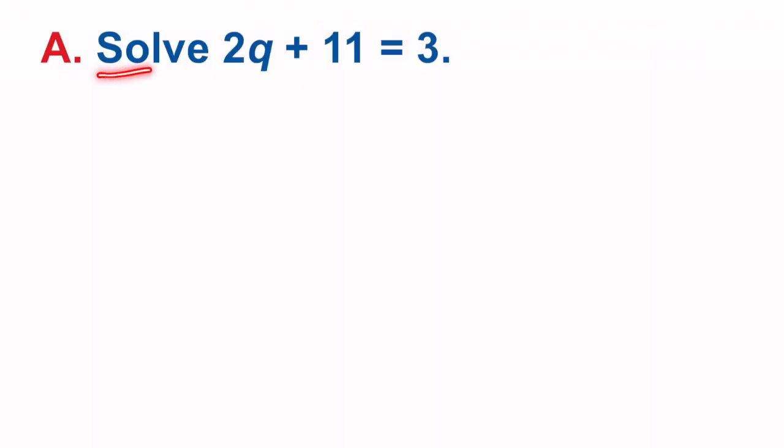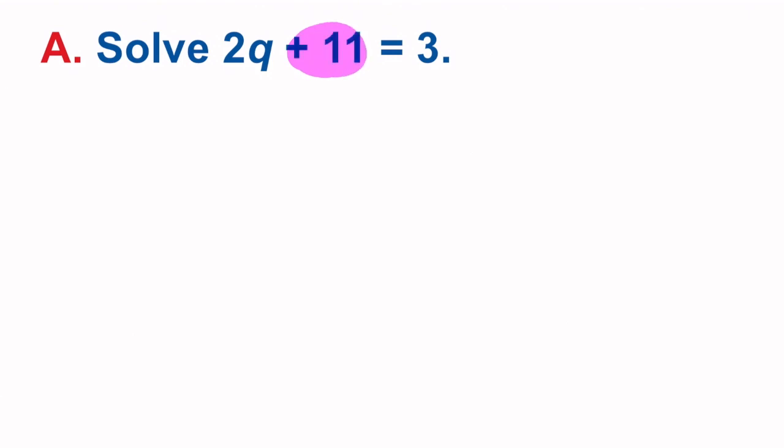Alright, so let's look at our first example. It says solve 2q + 11 = 3. So you have two options, either divide by 2 or subtract 11. You definitely do not want to divide or multiply on the first step, at least in this case, because you have adding. If you have adding and subtraction, you want to do that first.